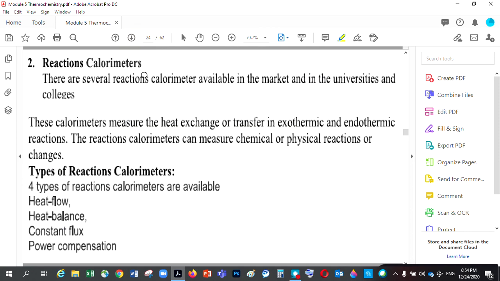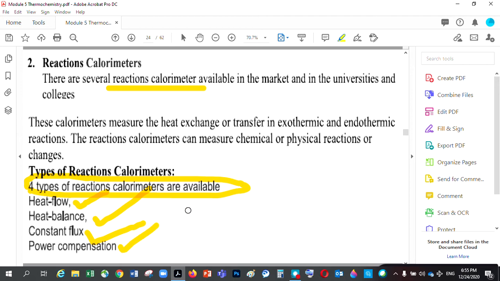The reaction calorimeters are the most intensively used in industry, in research, and in undergraduate labs. They have several types available in the market, and we can look at the four major ones according to their function: heat flow, heat balance, constant flux, and power compensation calorimeters. These are the four major ones under the umbrella of reaction calorimeters, which are the most intensively used in research and in undergraduate teaching.